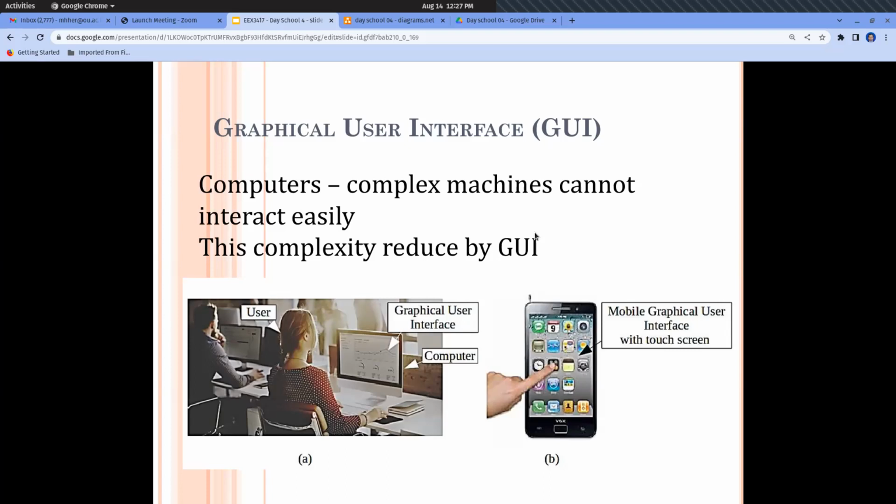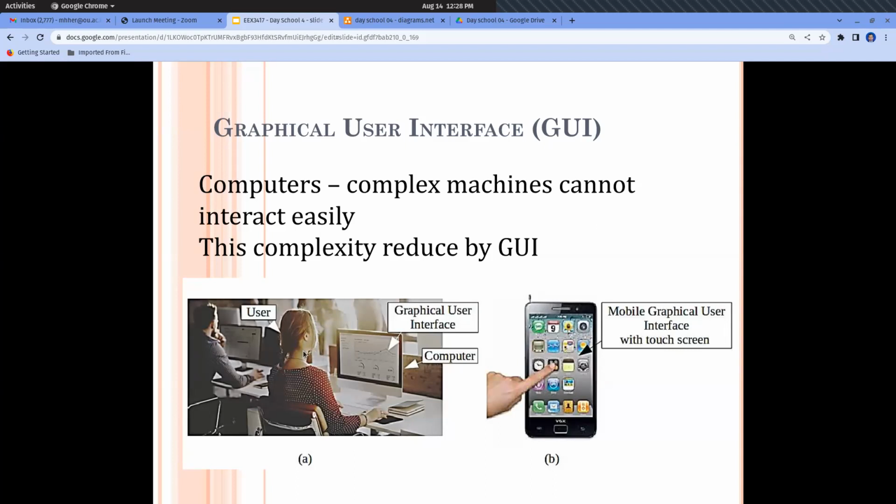The user should see a graphical, easily understandable interface between the system and the user. This is called the graphical user interface. When you sit down at the monitor, the computer screen, you will see only the graphical user interface. You can't see the system, but you are interacting with the system through the graphical user interface.